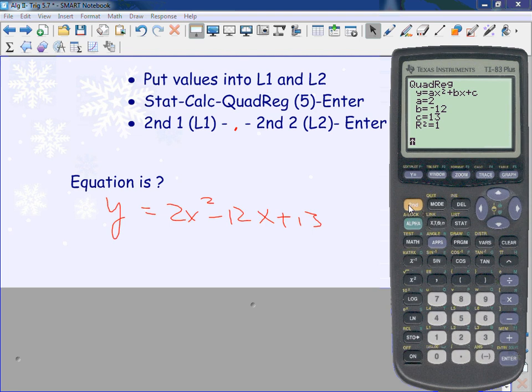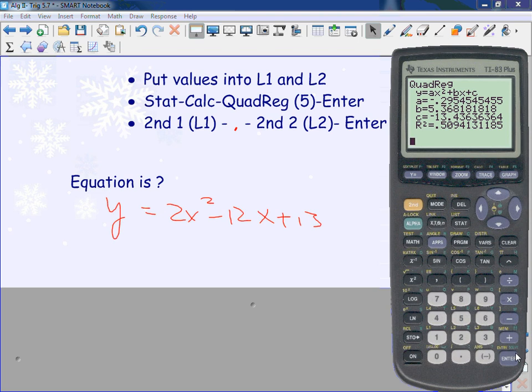Right. I need it to be, if I do stat, calc, 5, second 3 is L3, comma, second 4 is L4. We just made random numbers, so it's probably not going to be pretty. If your stuff's in L1 and L2, you don't have to tell it it's in L1 and L2. But if you have stuff in 3 and 4, you have to make sure you tell it it's in 3 and 4. We just write about negative 0.3x squared plus 5.4x minus 13.4.